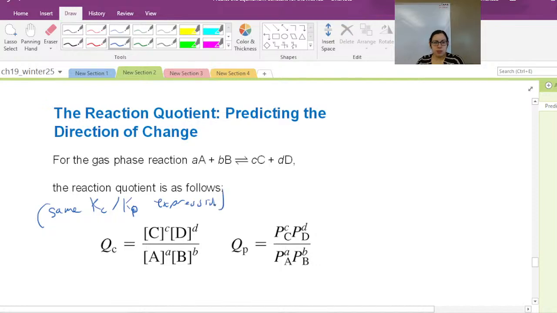Again, Q is just giving us our snapshot. I'll keep emphasizing that. We have our reaction, so we can plug it into our equilibrium expression, knowing that it's not at equilibrium, and then figure out what direction our reaction may proceed in.